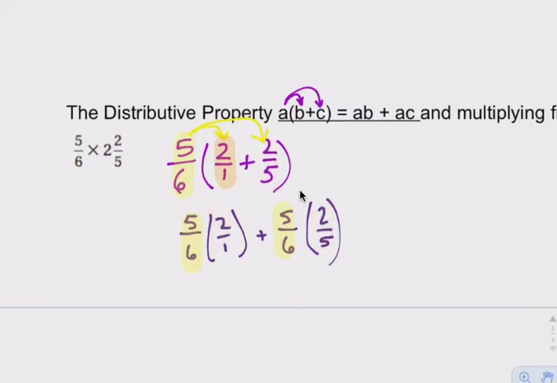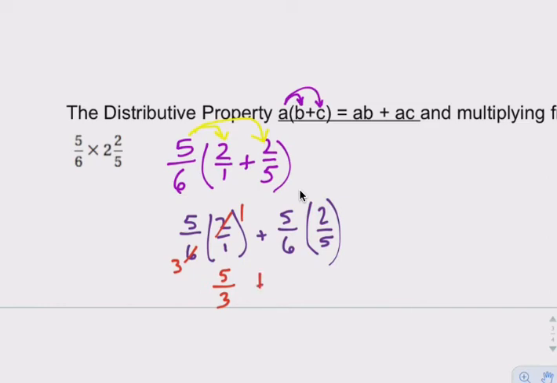Okay, let's clean that up a little bit. So this is where we can go ahead and do our multiplication. We say 5/6 times 2 over 1. Well, we can cross cancel. 2 goes into 2 once, 2 goes into 6 3 times. So this product here, 5 times 1 is 5, so that's 5 thirds. 3 times 1 is 3.